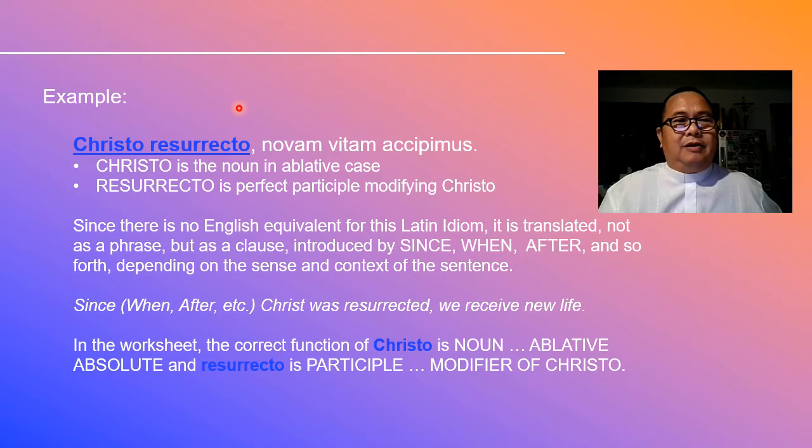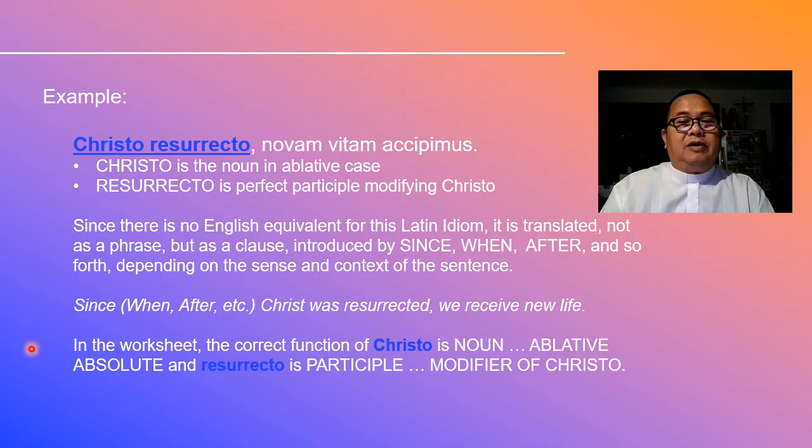So, when you translate this into English, you use since, when, after, and so on, depending upon the context of the sentence. So how is this translated? Christo resurrecto novum vitam accipimus. Since Christ was resurrected, we receive new life. Or when Christ was resurrected, or after Christ was resurrected. But the more sensible would be, since Christ was resurrected, we receive new life.